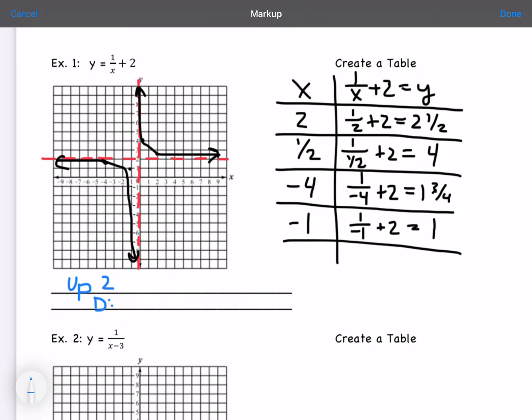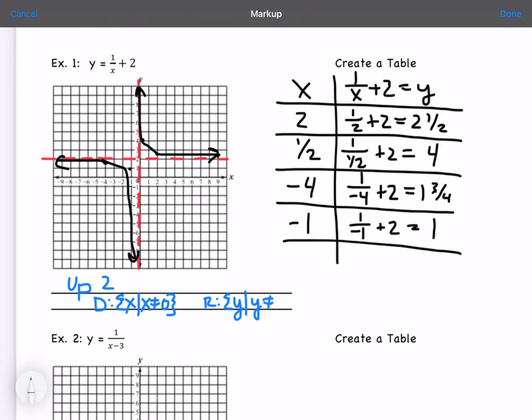So that means for our domain, rather than write from negative infinity to 0 and from 0 to infinity, we're just going to say domain: the set of all x's such that x can't be 0. And so range we can do the same way. Troy, what would be the range? The set of all y's such that what? What is y not allowed to be equal to?